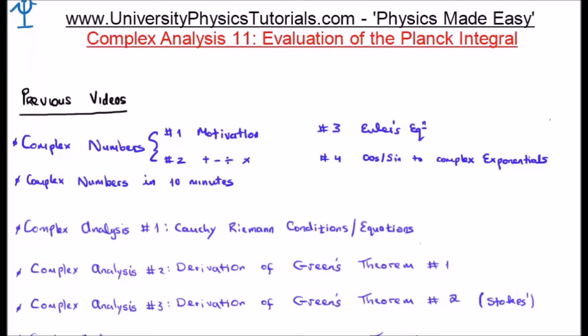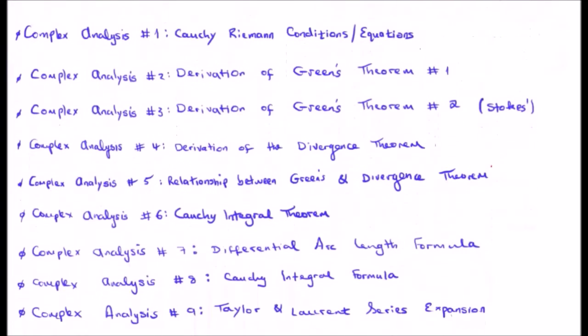Before we begin, let's look at the previous videos in this section and those relevant to this section. We're discussing complex analysis, and therefore the videos on complex numbers are relevant and important. Then in the section on complex analysis, I derived the Cauchy-Riemann equations, Green's theorem, and the divergence theorem. In video number 5, I looked at the relationship between the two theorems, Green's and the divergence theorem. Video 6, I introduced the Cauchy integral theorem. Thereafter, we looked at the differential arc length formula and derived the Cauchy integral formula.